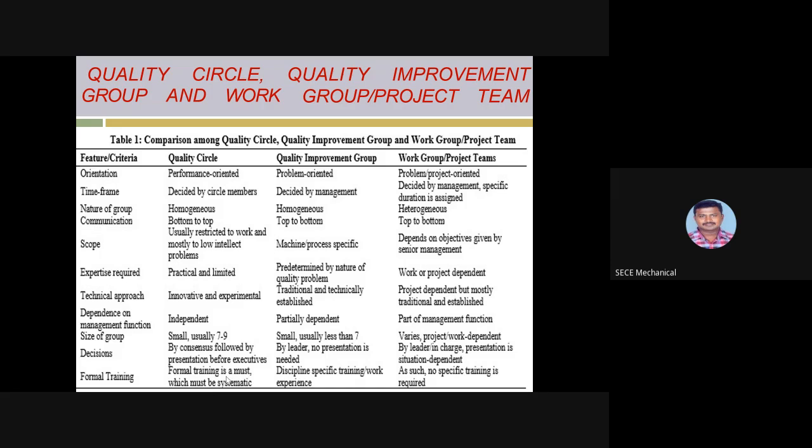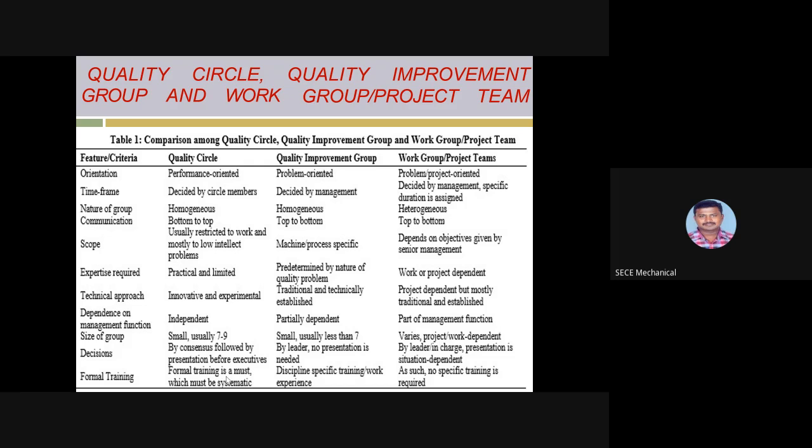Next feature or criterion is nature of group and communication. The nature of group is homogeneous in all the criteria. Next feature is communication. Communication is bottom to top in a quality circle, while in a quality improvement group the communication is top to bottom, and in work groups or project teams again top to bottom. Next is scope. Usually it is restricted to work and mostly to low intellect problems.